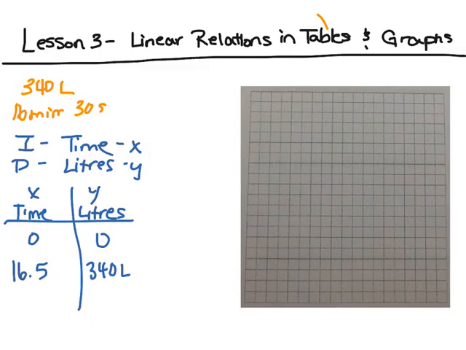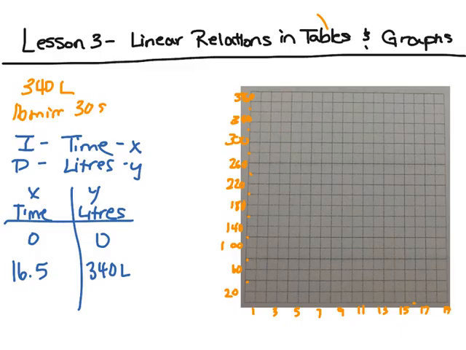So we're going to make our x-axis going up by 1. So 1, 2, 3, 4, 5, 6, 7, 8, 9, 10, 11, 12, 13, 14, 15, 16, 17, 18, 19. We're going to go up by 20 on the y-axis. So 20, 40, 60, 80, 100, 120, 140, 160, 180, 200, 220, 240, 260, 280, 300, 320, 340, 360, 380.